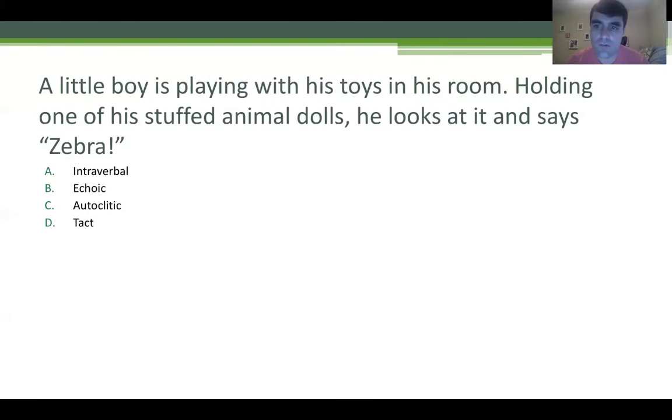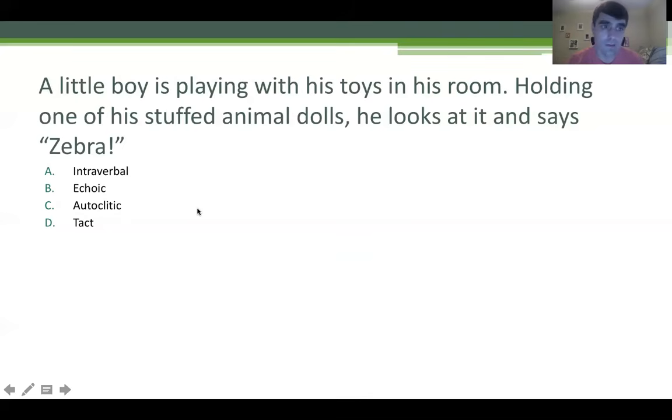What is a label in verbal operants? A label is what we call a tact. If I'm just pointing at things with no prompting or assistance, and nobody's asking me questions, I just look in the sky and point at an airplane and label it. That is what we call a tact. So in this situation, the boy looks at his stuffed animal and says zebra. He labels the zebra. That is a tact. That is a label. A label is a tact.